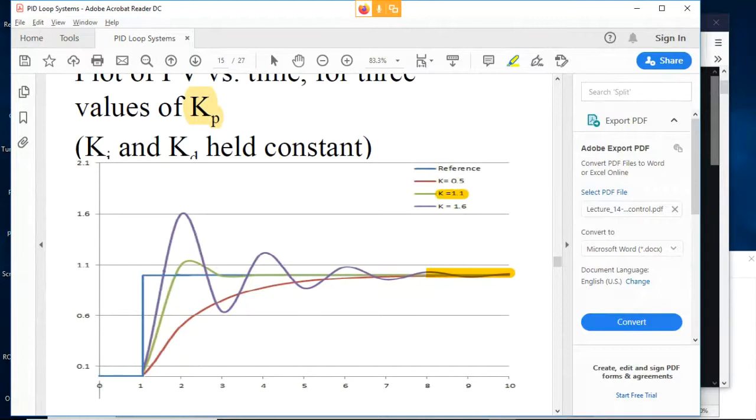With a K of 1.1, I speed it up. I get just a little bit of overshoot, kind of dip back below again, and then I reach my final value. And with a higher gain, in this case, a gain of 1.6, I actually have a lot of overshoot. I'm bouncing around for a while before I finally settle down to my final value. Okay, so that was adjusting just the proportional gain.